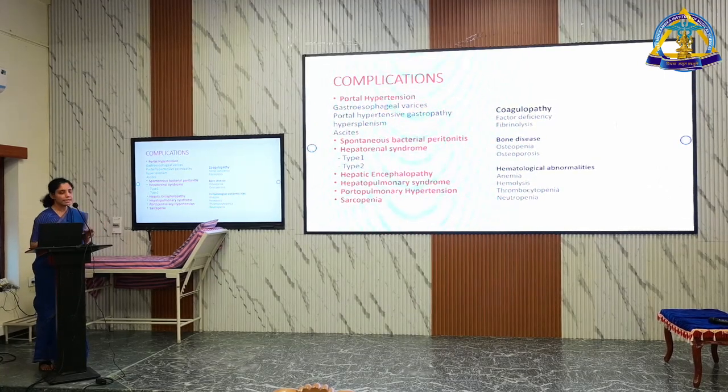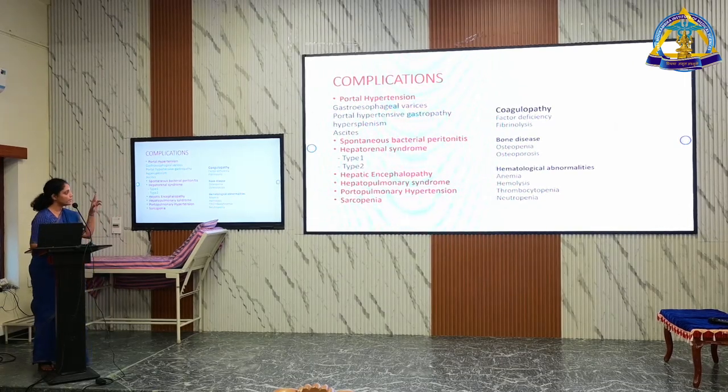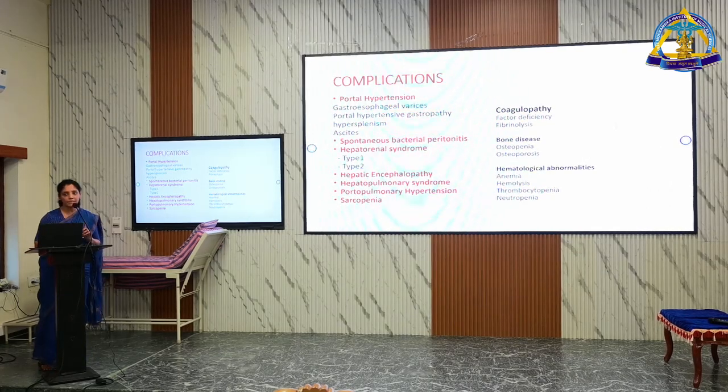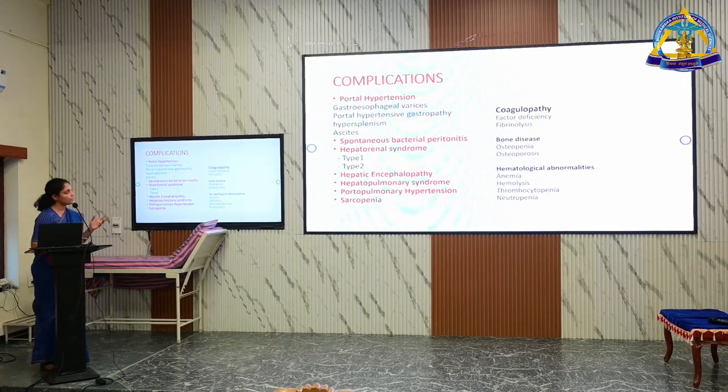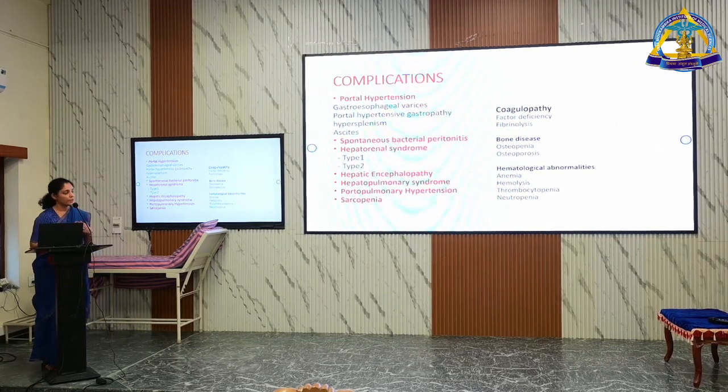Then the second thing is hepatorenal syndrome, then hepatic encephalopathy, hepatopulmonary syndrome. So the liver has an influence on all the surrounding organs. Due to cirrhosis, you can have problems with your brain, kidney, even cirrhotic cardiomyopathy can come, then hepatopulmonary syndrome, portopulmonary hypertension, and the latest entity which has come up is sarcopenia, muscle wasting. And as we know, there is coagulopathy, then osteopenia and osteoporosis are very common, so always screen your patients for osteoporosis. Hematological abnormalities we know: anemia, thrombocytopenia, neutropenia, all as a part of hypersplenism also.